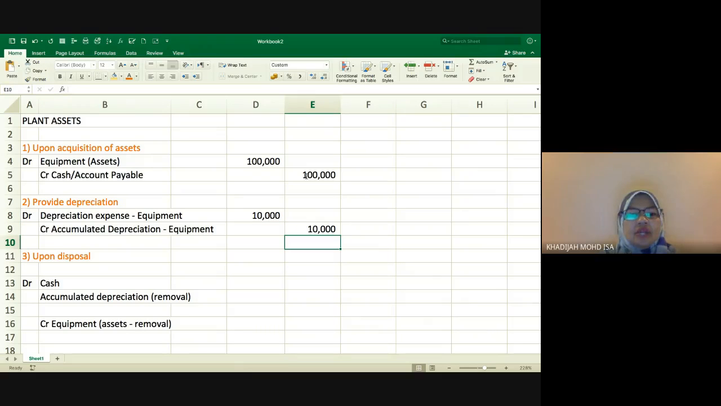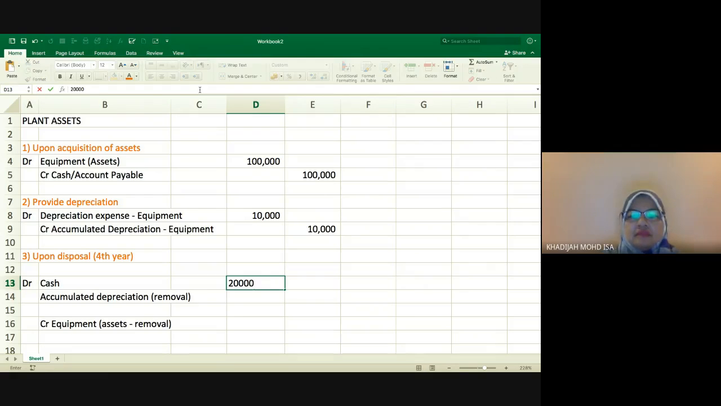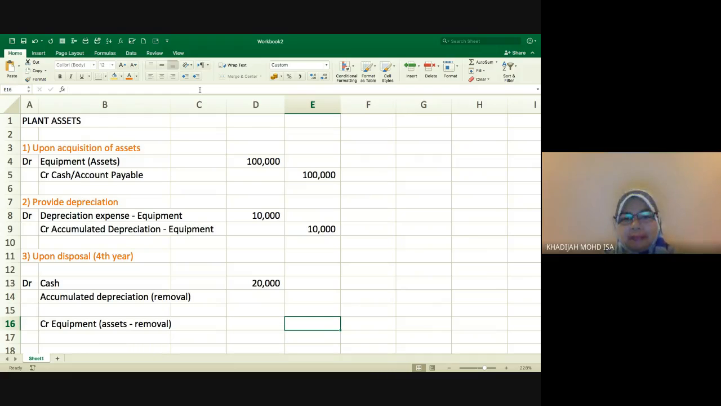Right? So upon disposal, let's say that this one is in the 4th year. In the 4th year, how much do you receive? Let's say that you receive 20,000. The cash that you receive for the disposal of the asset is 20,000. How much is the equipment just now? The cost of the equipment?